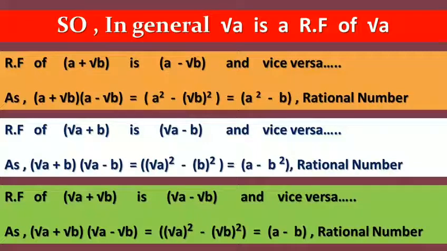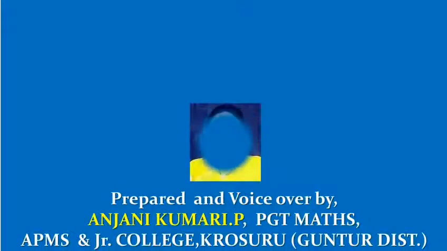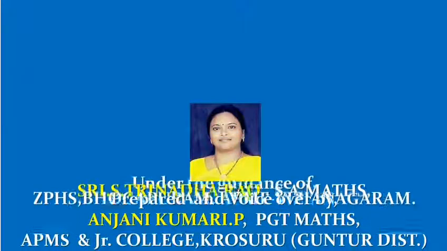So, the main aim of a rationalizing factor is to convert an irrational number into a rational number. In this session, we discussed what a rationalizing factor is and what the rationalizing factor will be if an irrational number is given. In the next section, we will discuss how we have to rationalize.